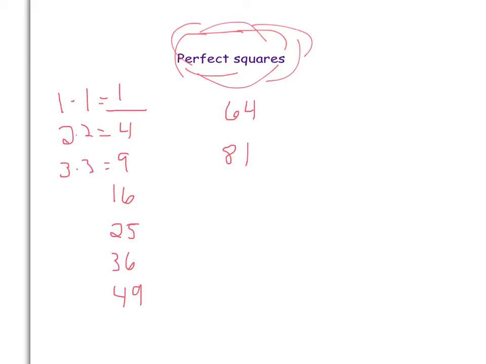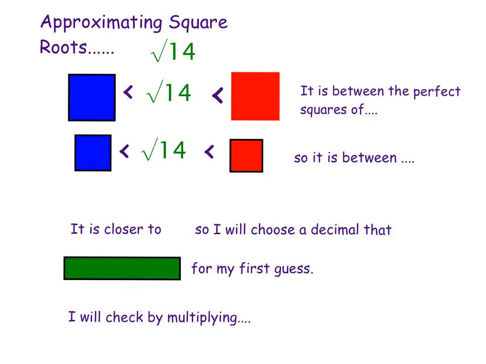So 81, 100, 11 times 11 is 121, 12 times 12 is 144, 13 times 13 is 169, 14 times 14 is 196, 15 times 15 is 225, and I think that's as many as you need. All right, there are certain steps to approximating square roots, and I know those of you who are not fans of math are going to be grumbling because you have to actually do some multiplication. This is a no calculator unit, but we're going to try to make it easy.